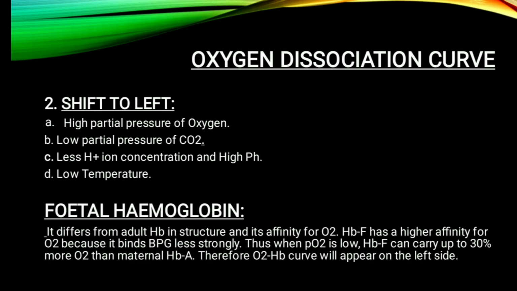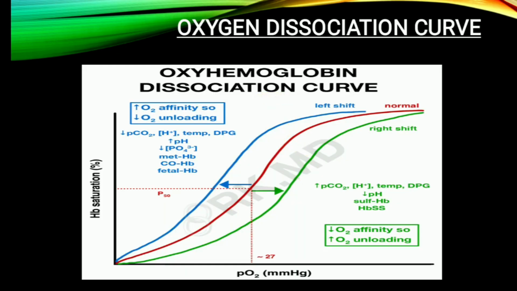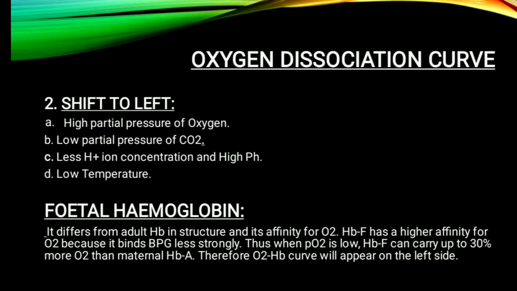When the oxygen dissociation curve is shifted to the left, it occurs due to the following causes. Number 1, high partial pressure of oxygen, low partial pressure of carbon dioxide, less H plus concentration, that means higher pH, and low temperature. If you ask for an example, fetal hemoglobin is one of such type whose graph will be shifted to the left. Myoglobin is another example.